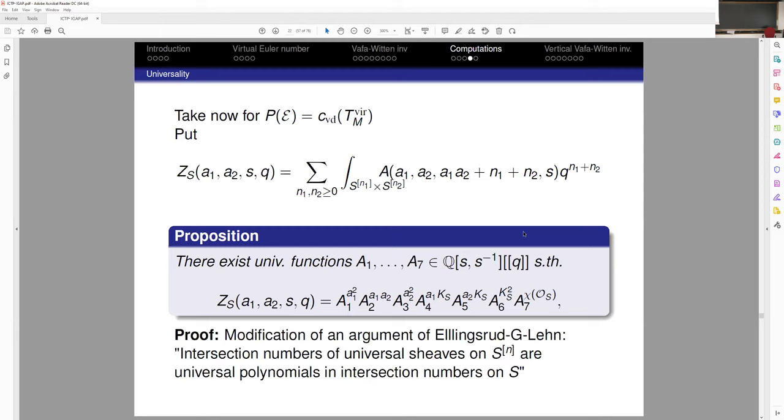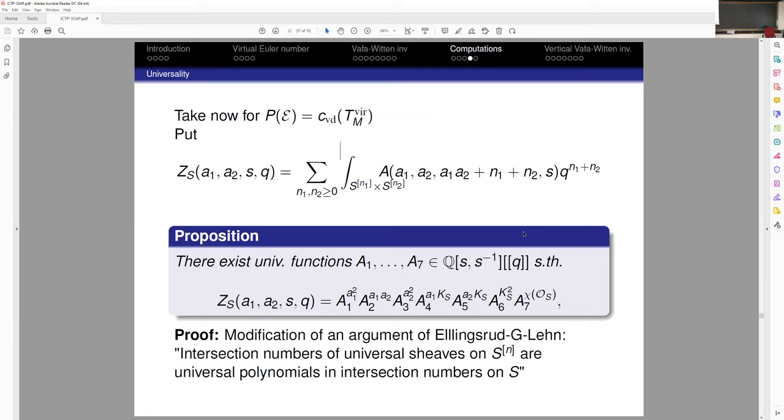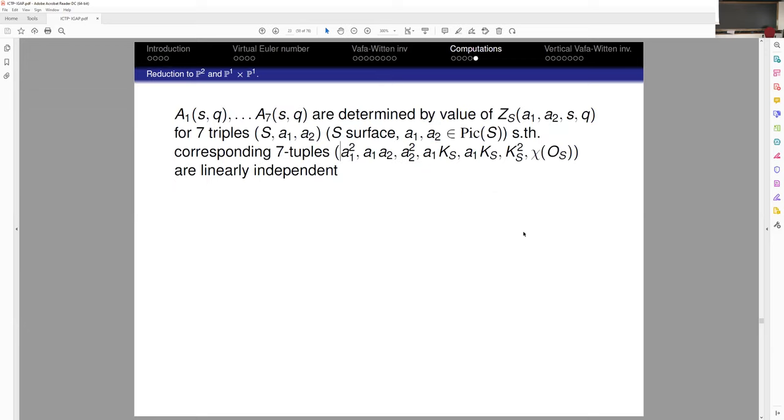A very long time ago with Ellingsrud and Lehn, we proved this for similar integrals on Hilbert schemes of points, and a modification of the argument will show that. I will maybe explain it or not. Given that, one is basically done. Therefore, we need to know these 7 universal power series and we know everything. And so, we want to know them.